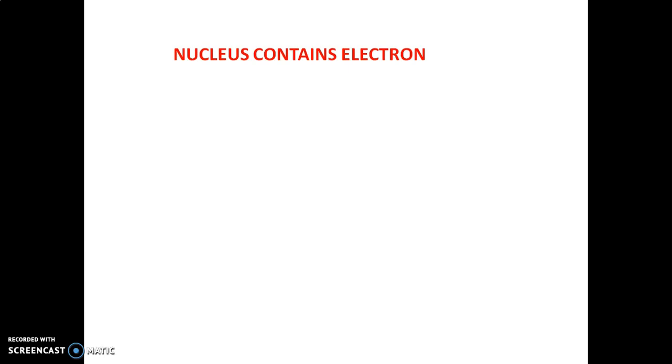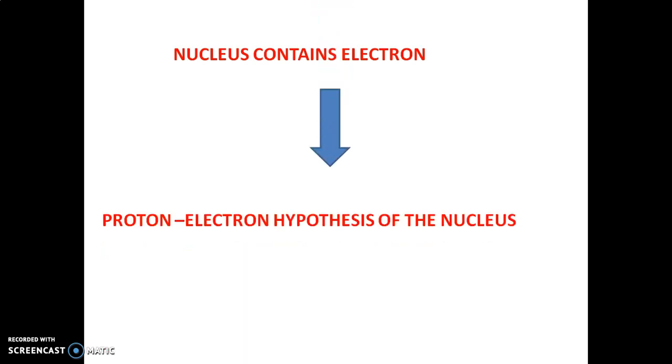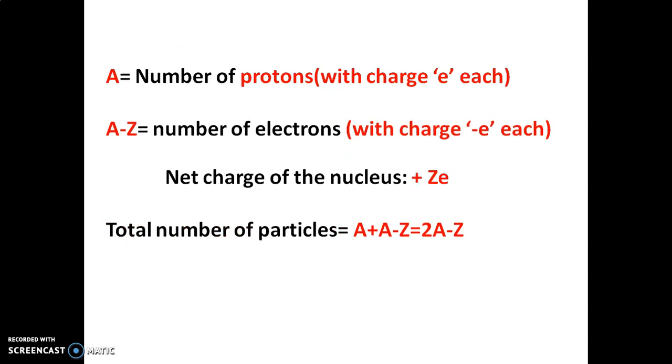Students, this idea, as we had seen in our last class, indicates that the nucleus contains electrons, and owing to this indication, scientists came up with the hypothesis that the nucleus consists of protons and electrons. So this is the proton-electron hypothesis of the nucleus. Now about the numerical attributes, the proton-electron hypothesis said that in a particular nucleus we have A number of protons and A minus Z number of electrons, so that the total number of particles is 2A minus Z.